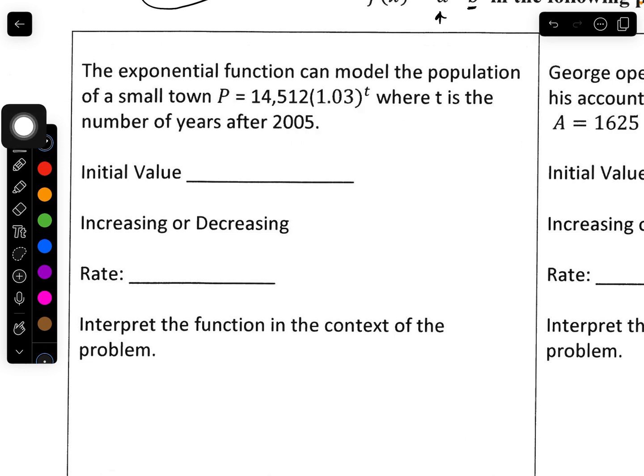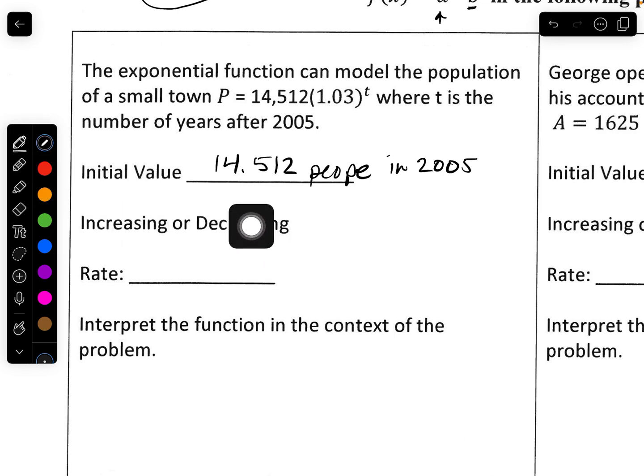All right, so we've got 14,512 people. Okay, these are people in 2005, right? Because that's when we're starting. And this function is either increasing or decreasing based on the base. Now reminder, if you are increasing, your base is going to be greater than 1. If you are decreasing, your base would be less than 1.